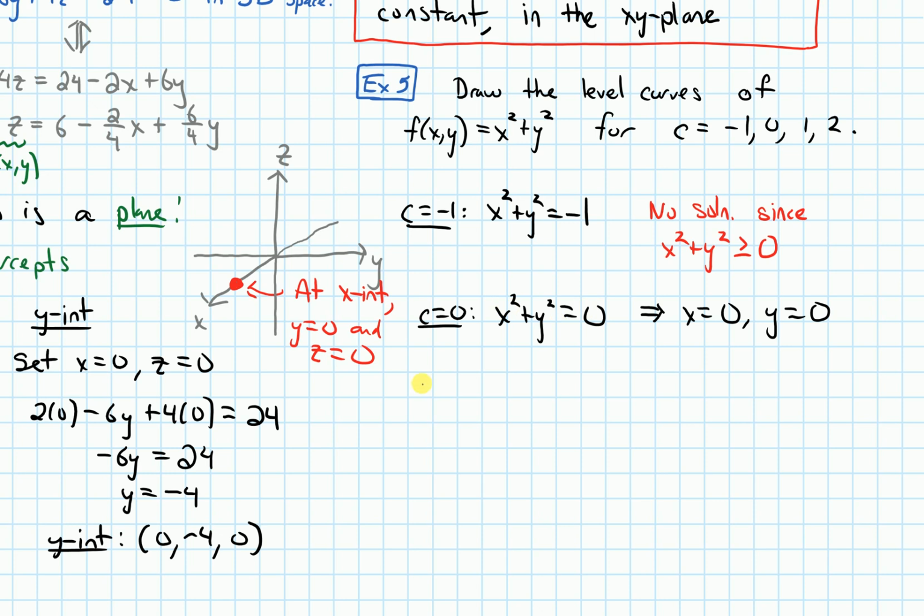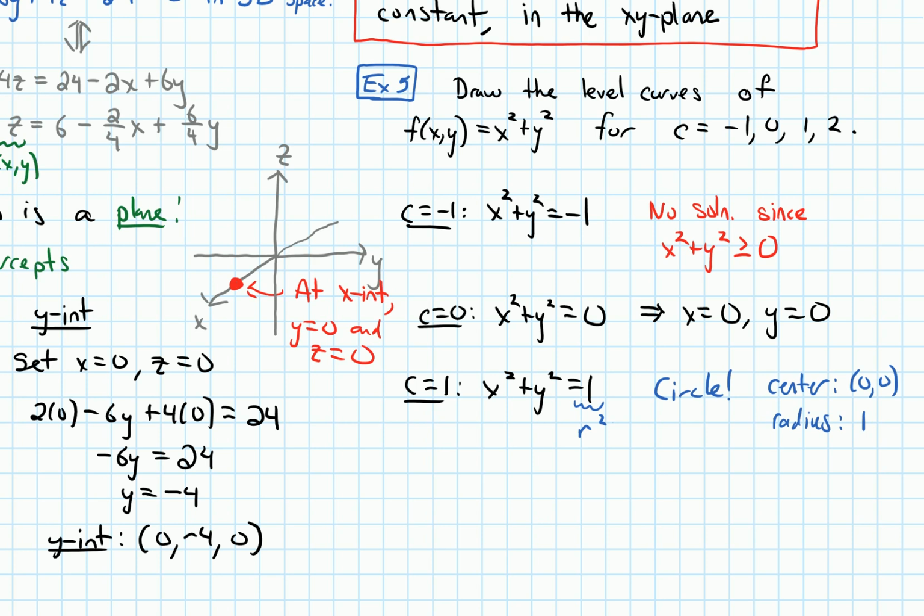Okay, let's move on to c equals 1. So now I'm going to set my function x squared plus y squared equal to 1. And this has a more interesting graph. This is actually a circle, so I can describe its center and its radius. The center of the circle is 0, 0. And the radius, remember that this 1 is r squared, the radius squared. So the radius would be the square root of 1, which is just 1.